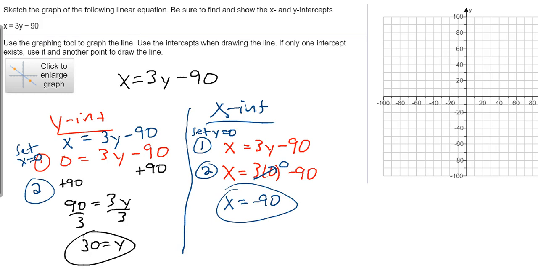Now I'm being a little bit careless here on purpose. A lot of students will leave their x and y-intercepts as I've written them on the screen. And it's technically acceptable because it's assumed people will know what you mean. So when I say the y-intercept is 30, you know that I mean that the graph will cross the y-axis at 30. So it's the point that's at 30 on the y-axis. When I say the x-intercept is negative 90, that's really not the proper way to describe that, but you know what I mean.